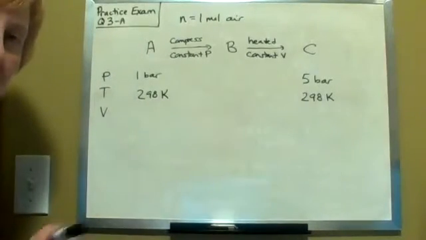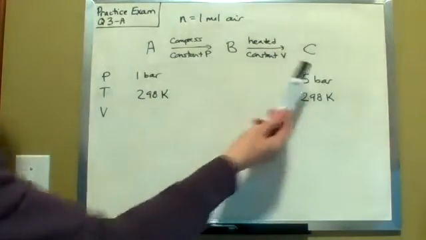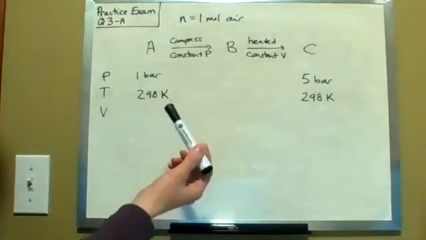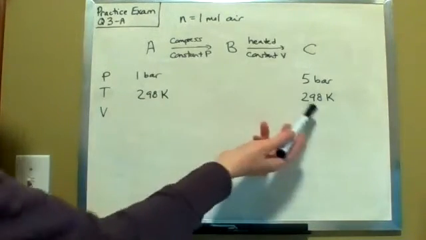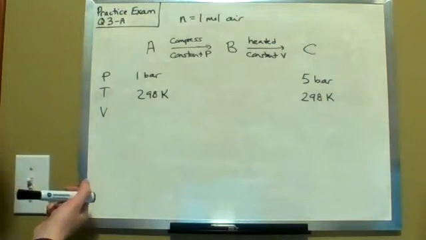Everyone, this is question 3A of the practice exam. In this question, you're told you have 1 mole of air undergoing 2 different processes, so through 3 different stages, starting at A, going to B, and then to C. You're told what those processes are, and you want to find pressure, temperature, and volume for each of those stages. So you get some of the information right out of the question.